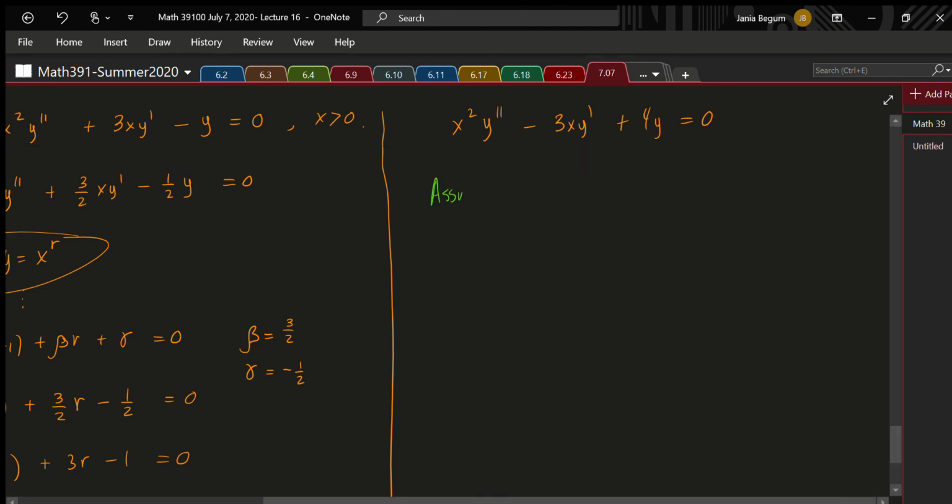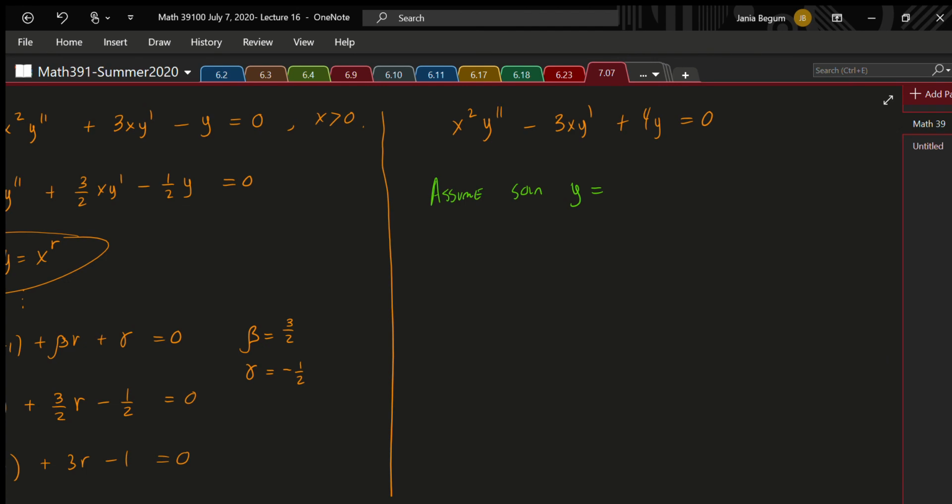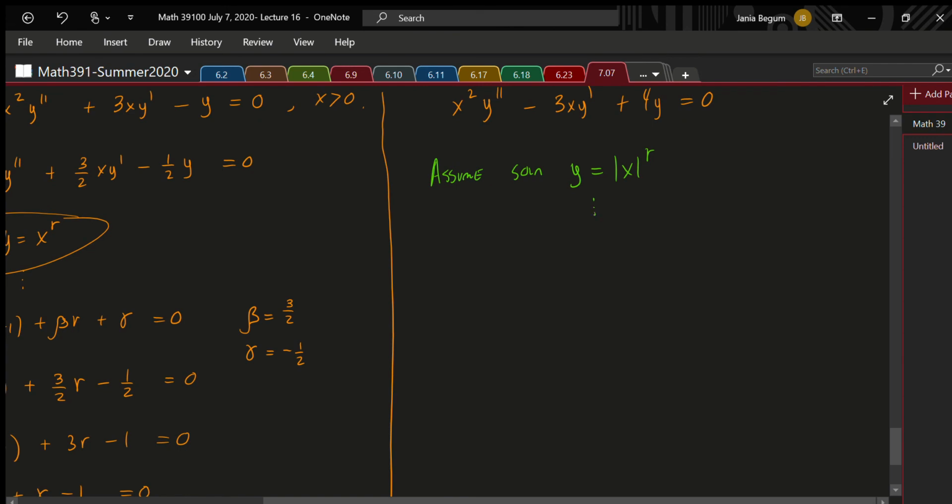Alright, so we're going to assume that the solution looks like y equals, for safety, x to the r in absolute value. I didn't put down x is greater than 0, so let's put the absolute values there. So if that's the solution, you do the work and then you get to the initial equation. We have r times (r minus 1) plus beta times r plus gamma equals 0. So what is beta and what is gamma?